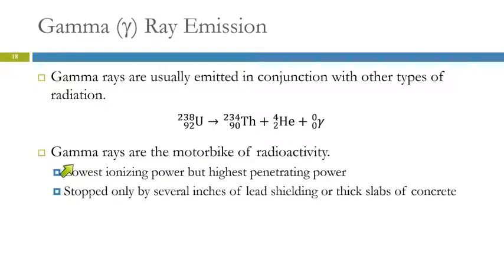So gamma rays are like the motorbikes or motorcycles of radioactivity. They have the lowest ionizing power. When they smash into molecules, they don't ionize them very much, but they have the highest penetrating power. In a traffic jam, you've probably observed this sometimes, people on motorcycles will drive between the rows of stopped cars, and so they can get through. So gamma rays can get through lots of things. In order to stop them, you'd need several inches of lead shielding or thick slabs of concrete. Anything less and they just go right through.